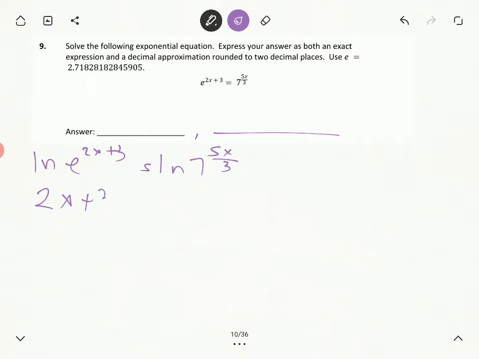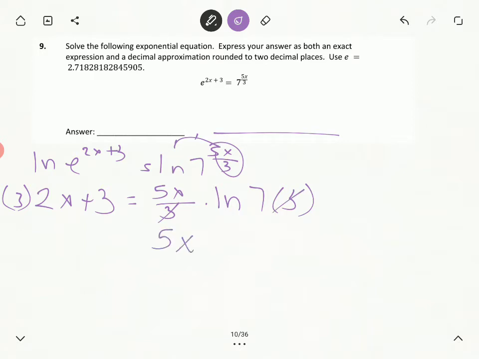So what we want to do now is get the variables on the left and the constants on the right. So I'm going to subtract the 5x times ln of 7 and subtract the 9 from each side. So we get 6x minus 5x natural log of 7 equals negative 9. So now we have to factor out our x.